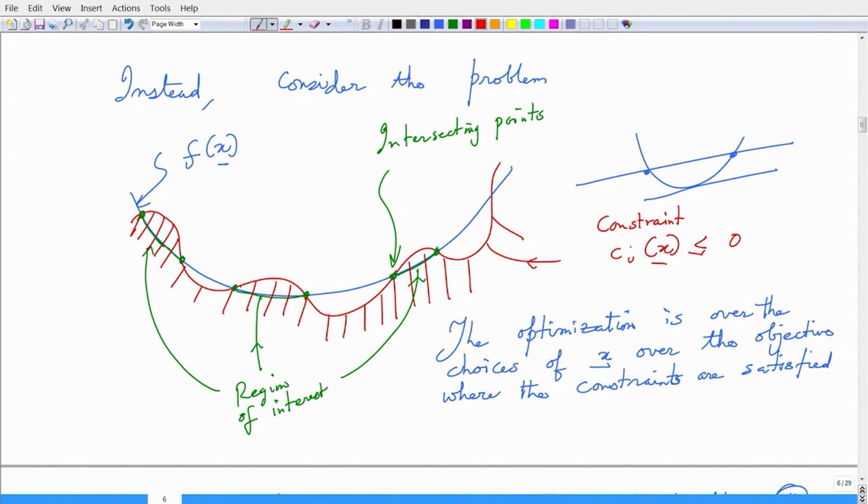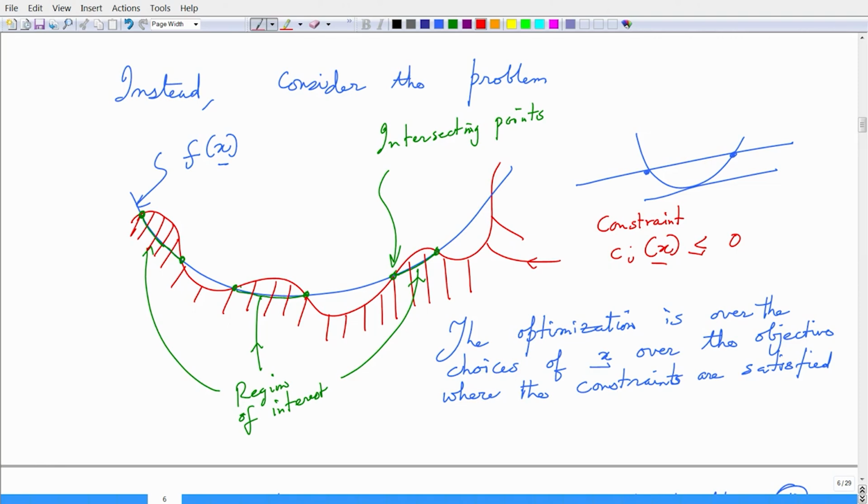When we have equality constraints Ci of x equal to 0, then we have to look at points on the curve that are intersecting with the objective function. In this case these are the dots that I have here, the green dots. Over these points where the curve intersects the objective, it is over these choices that I have to optimize my function f of x.